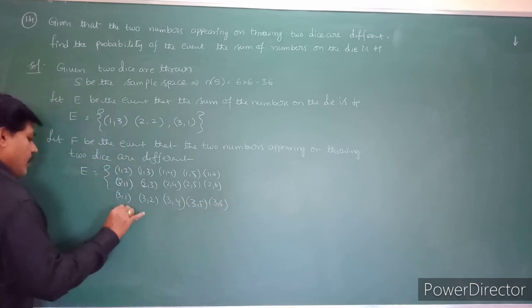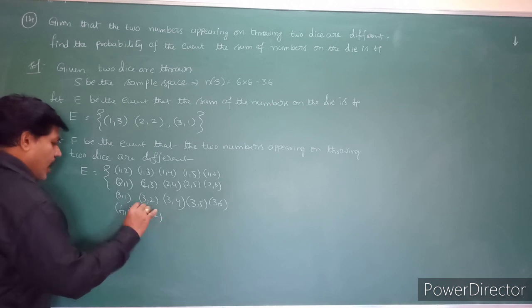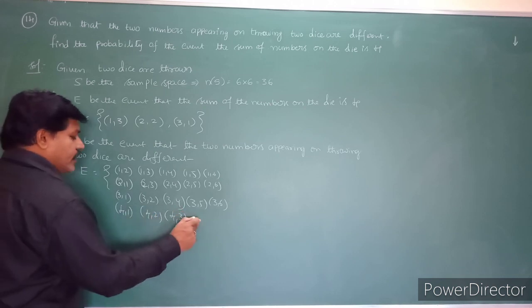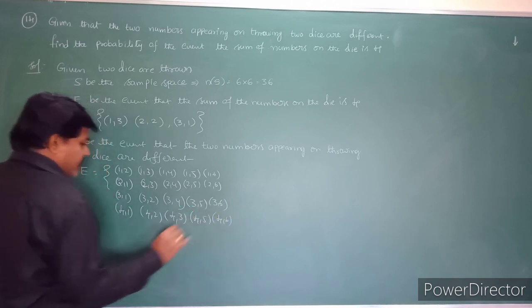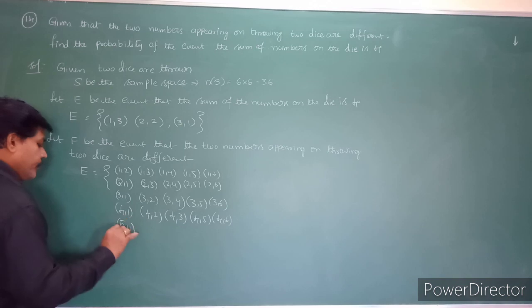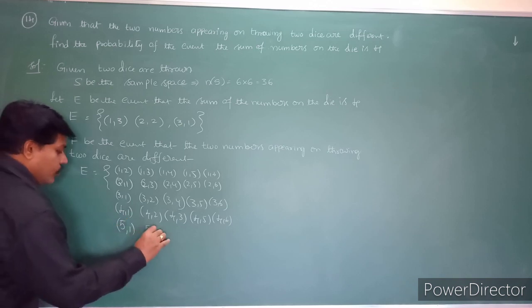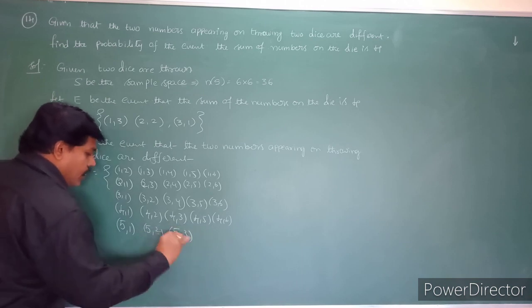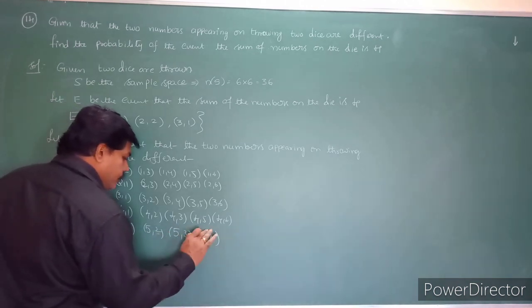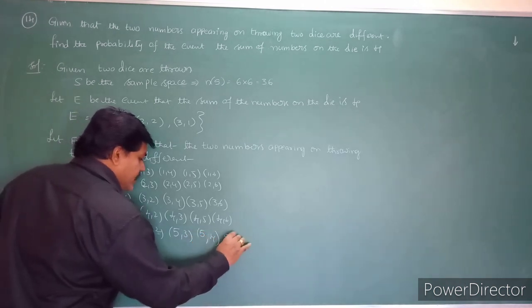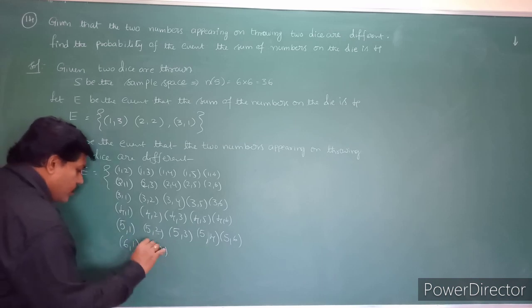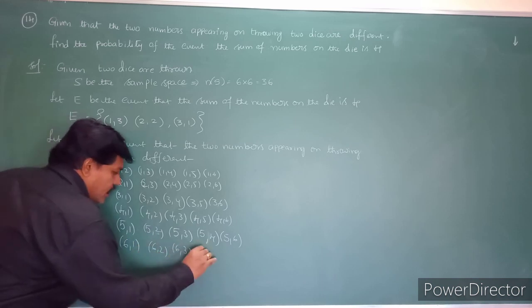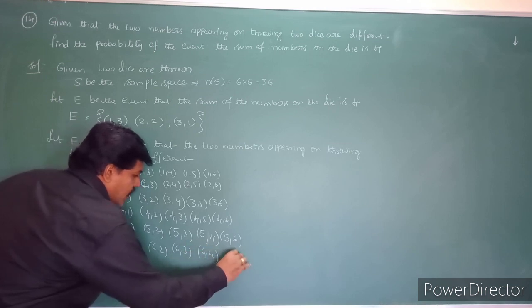Next (4,1), (4,2), (4,3). Don't take (4,4). We have to take (4,5). Next we can take (4,6). Next (5,1), (5,2), (5,3), (5,4), (5,6). Next (6,1), (6,2), (6,3), (6,4) and (6,5).